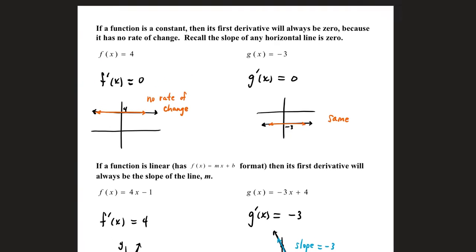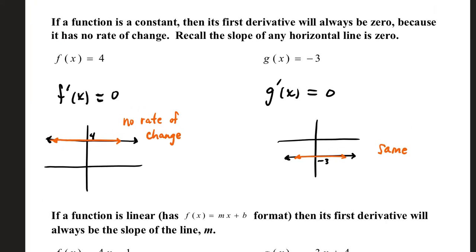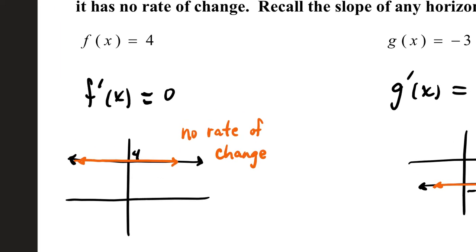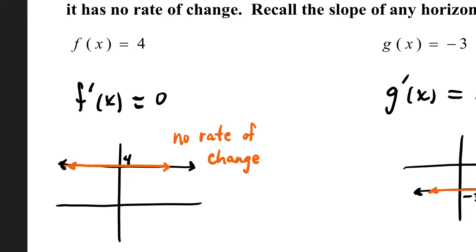On the second page, if a function is a constant, then its derivative, the first derivative that is, will always be 0 because it has no rate of change. For example, if we take the function f of x equals 4, if you look at the graph of this function, it is nothing more than a horizontal line that cuts through the y-axis at 4. Now there is no rate of change because the line doesn't go up or down, it's just always flat. So the derivative of any constant function will be 0.